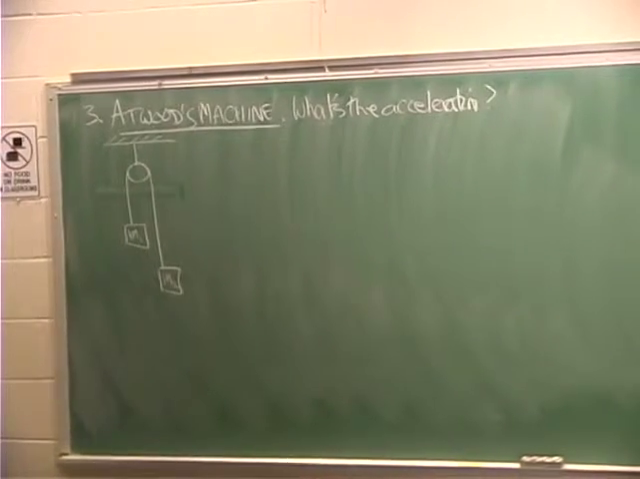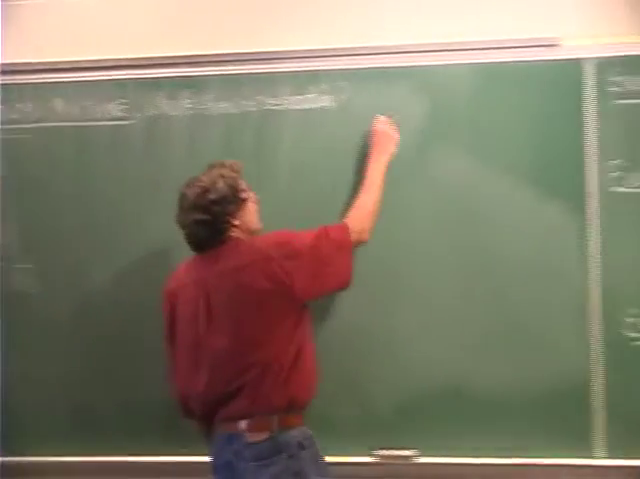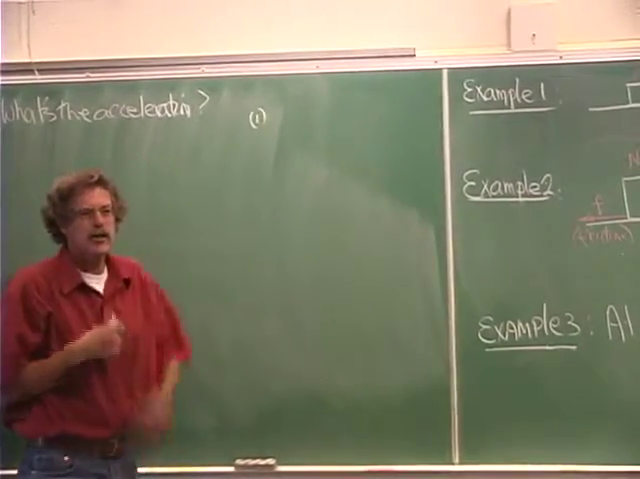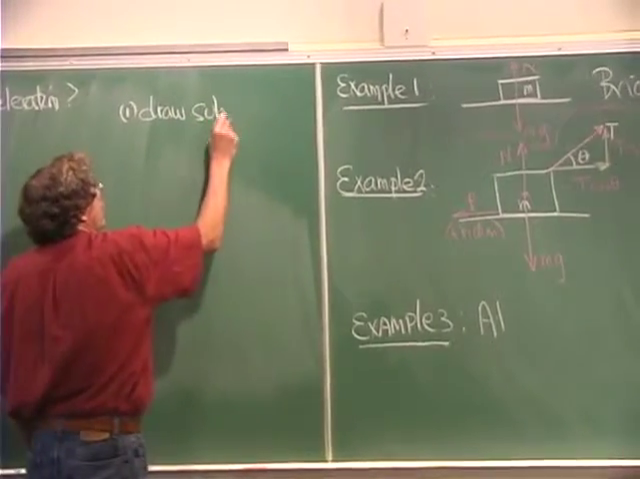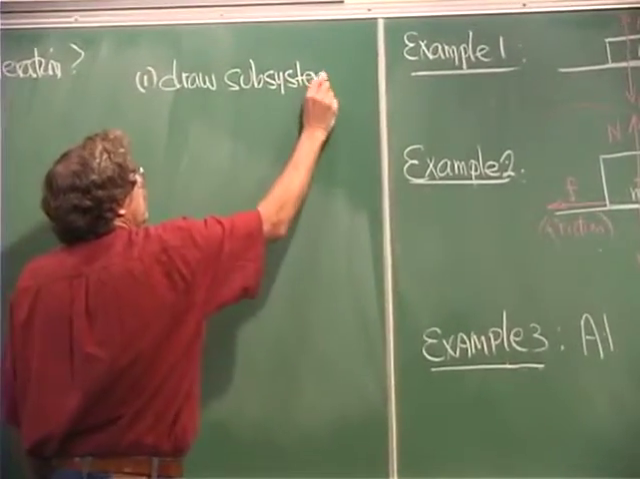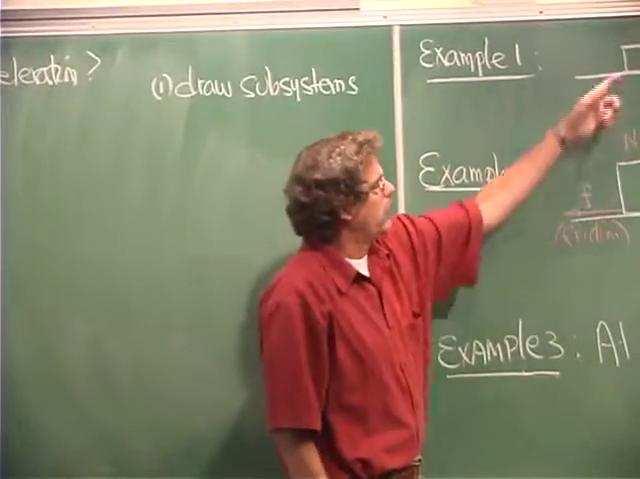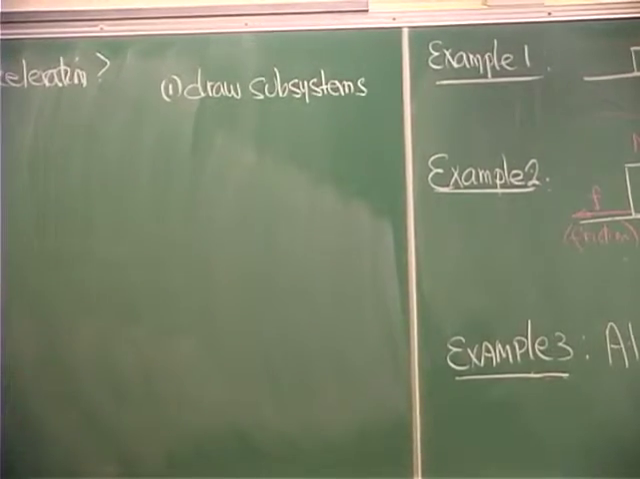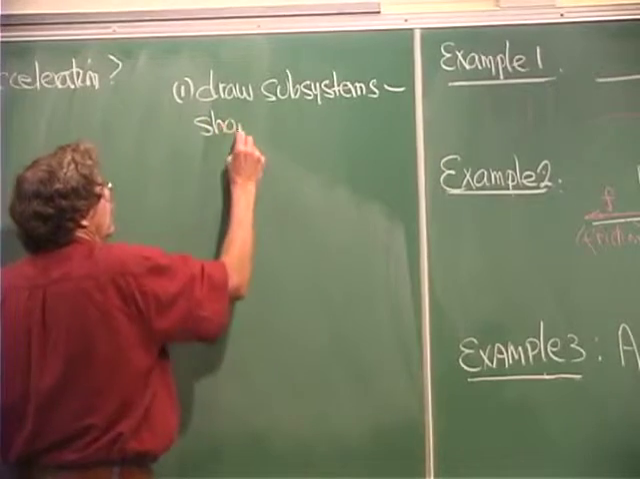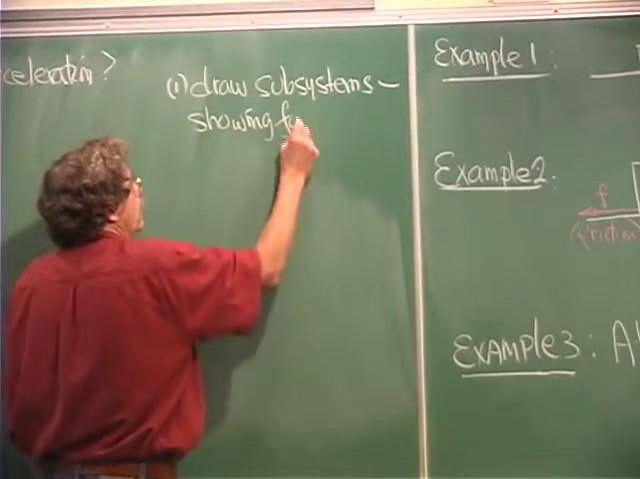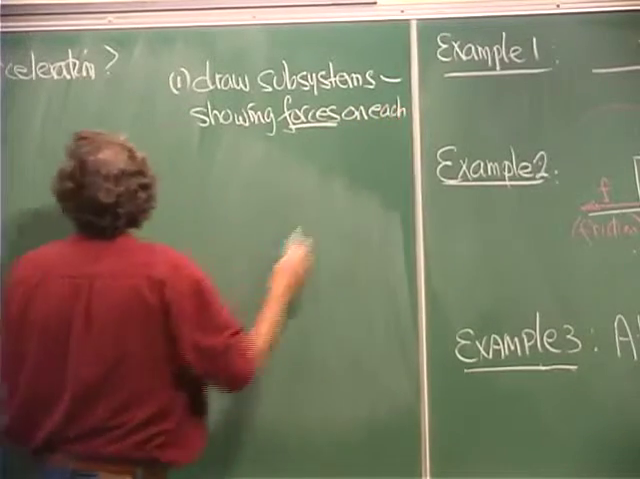First order of business, draw the 2 subsystems separately. I'll make a little list here of strategies or procedures. Draw the subsystems. In the previous 2 examples, there was only one subsystem, so there it is. Draw the subsystems showing forces that are acting on each one.